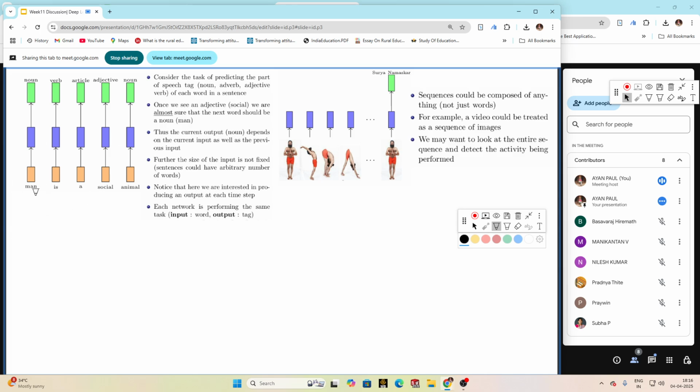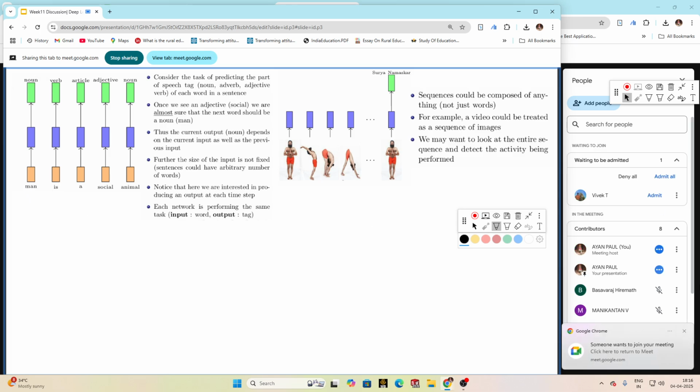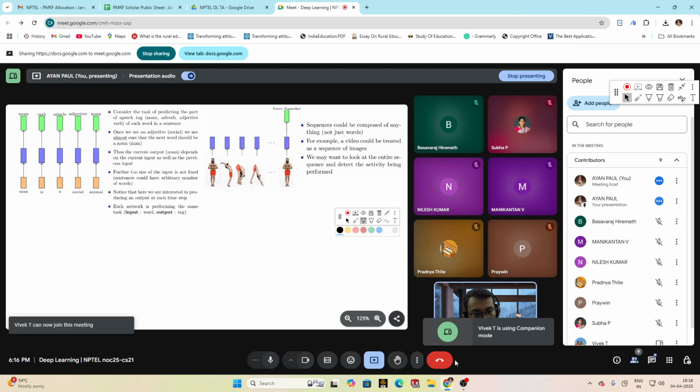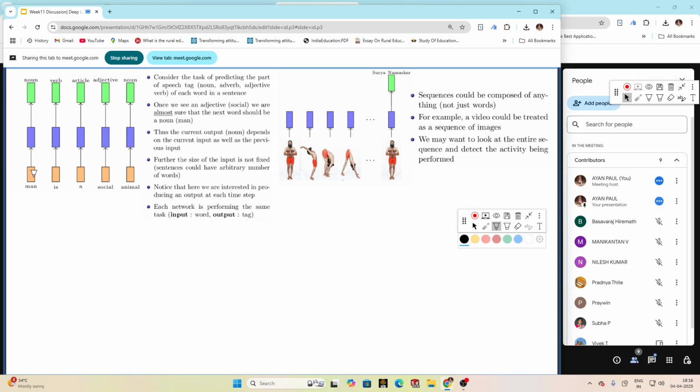For example, this man is a social animal. In this, we are interested in knowing the part of speech of these words, like what is the part of speech of each word in "man is a social animal". So here it is sequentially connected. Whenever an adjective comes, after the adjective a noun always comes. So that means these inputs are connected or dependent on the previous input.